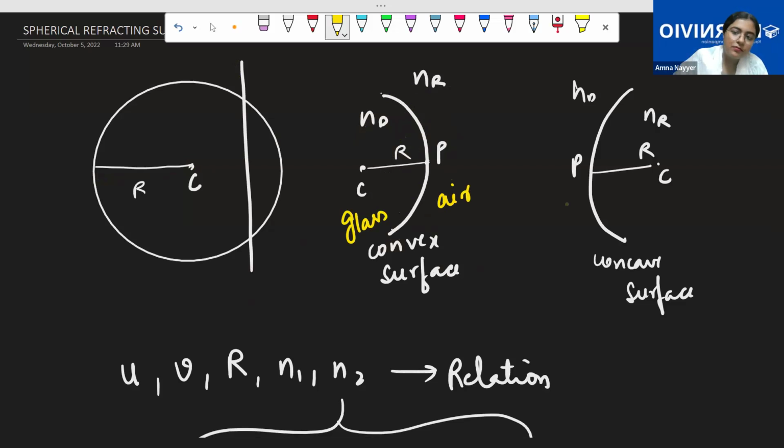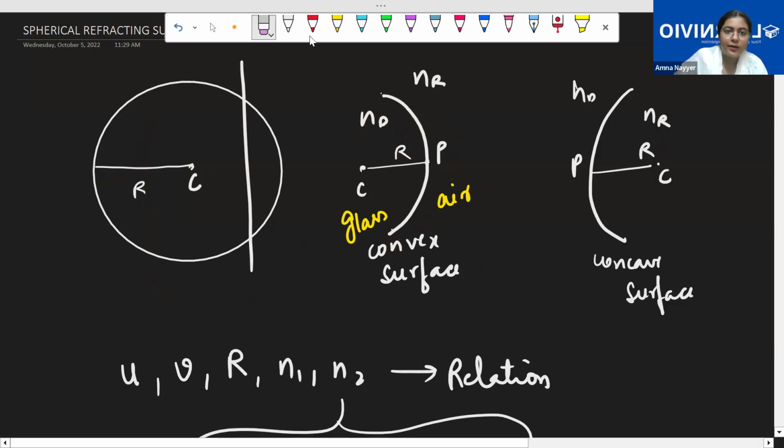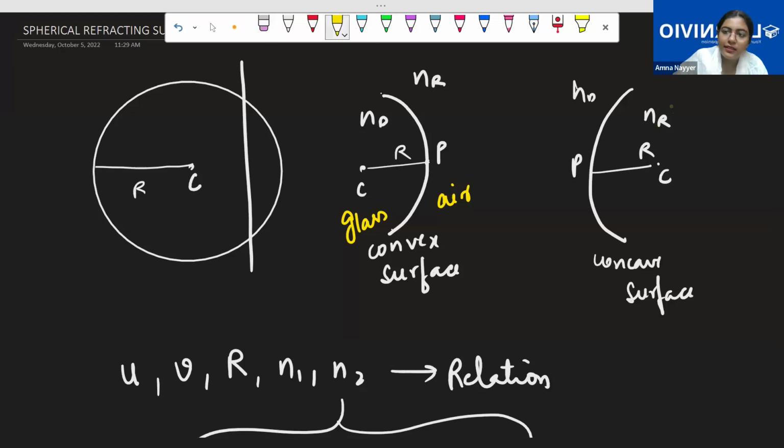Similarly, if we take the opposite, denser is outside, rarer one is here. Means I cut it in a manner, what if I cut it like this? This part is present. The rarer part is now involved. Now this is your air, while this will be the glass. What will happen? The concave surface is available. Wherever you see this curve is present, that is your concave surface.